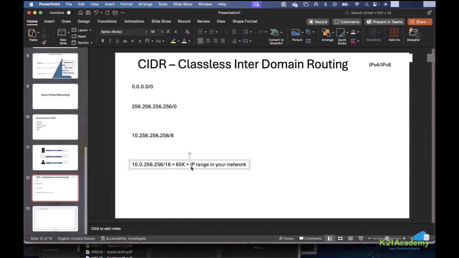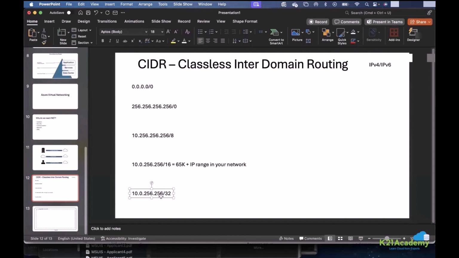Right, so it's more about whenever we are planning our network, this number cannot only be 8 or 16. It can be 29, 27, 24, 20, whatever you want. If you say 32, that means the whole IP range gets frozen.